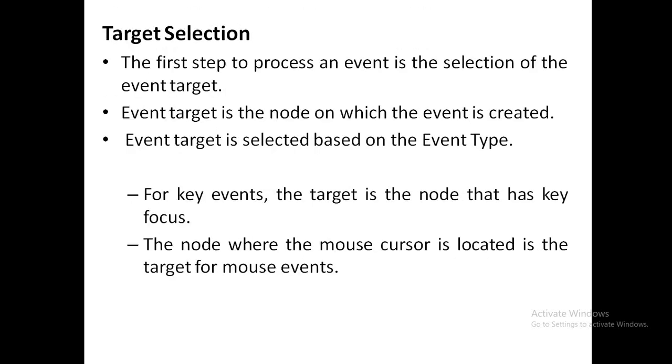Target selection. The first step to process an event is the selection of event target. Event target is the node on which the event is created. Event target is selected based on the type of event. For key events, the target is the node that has key focus. The node where the mouse cursor is located is the target for mouse events.